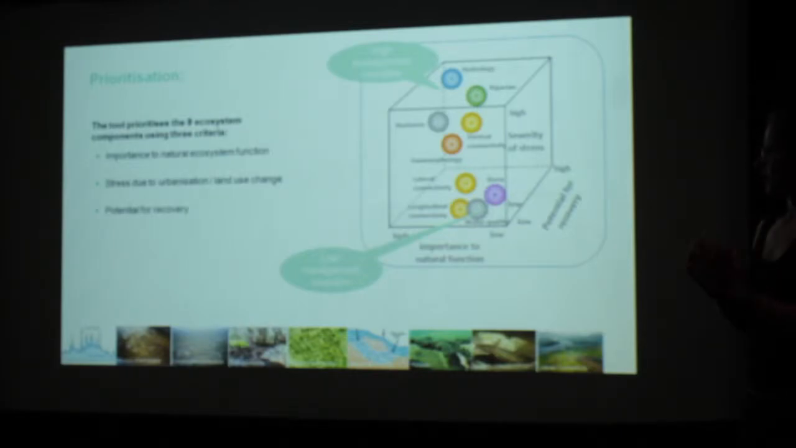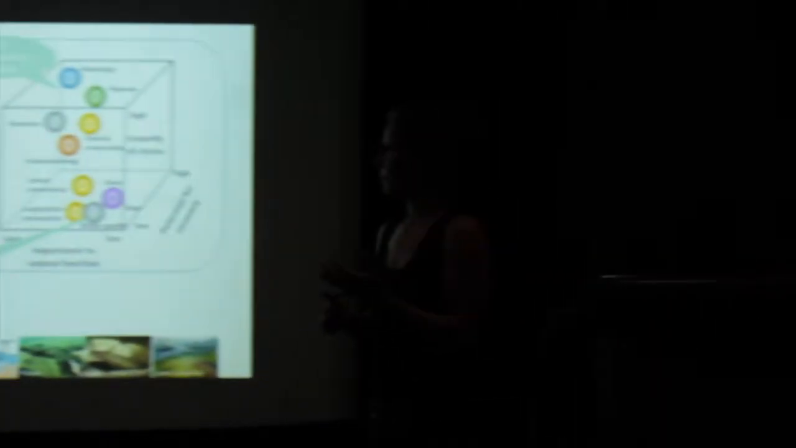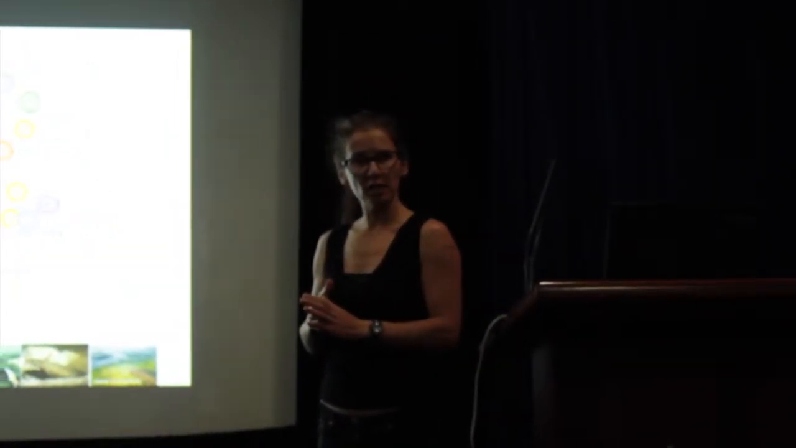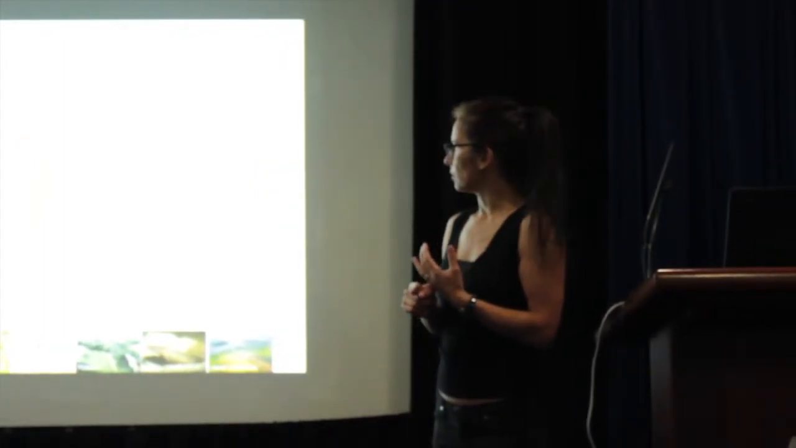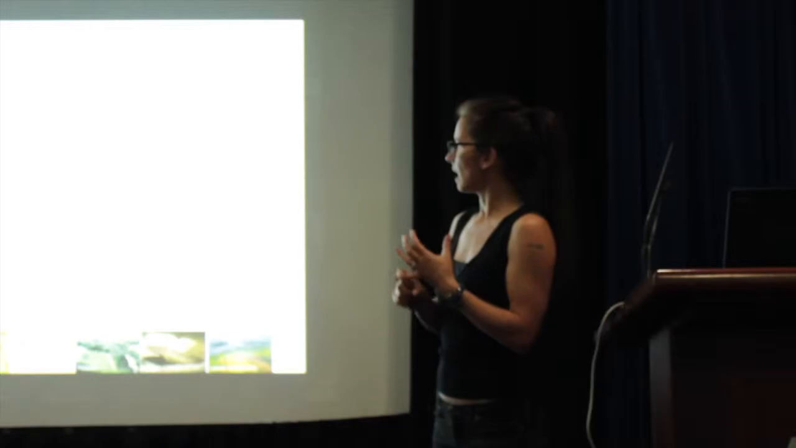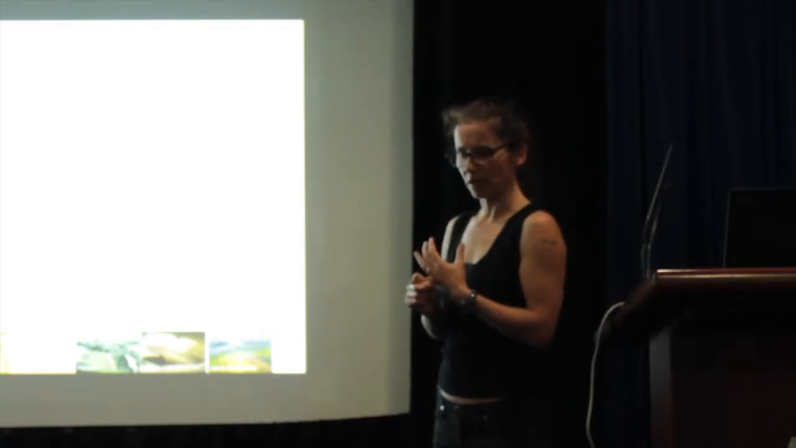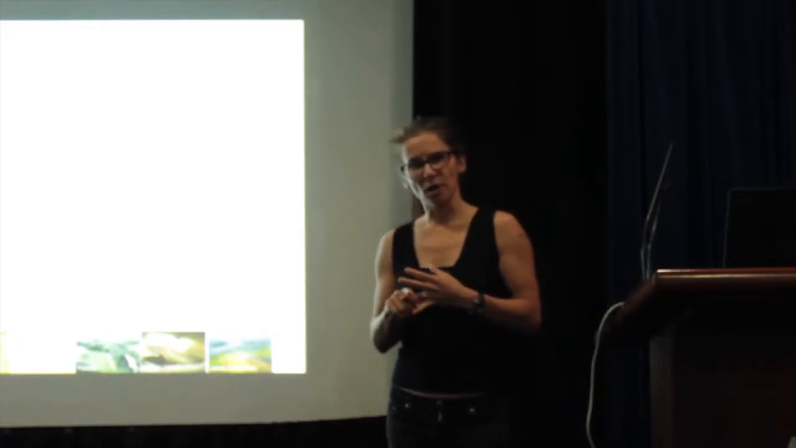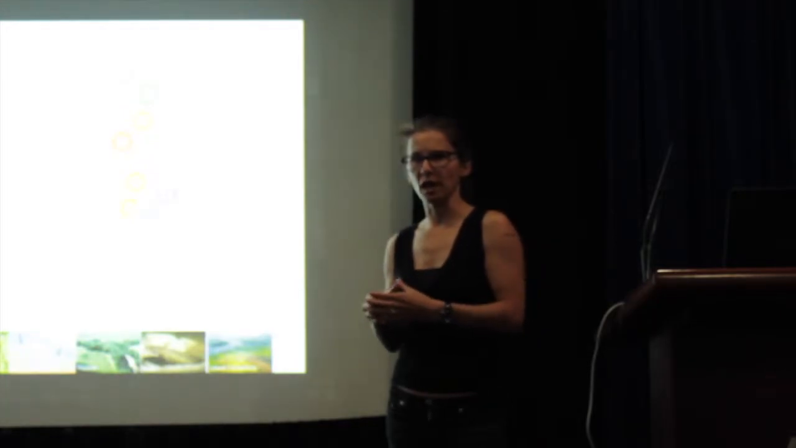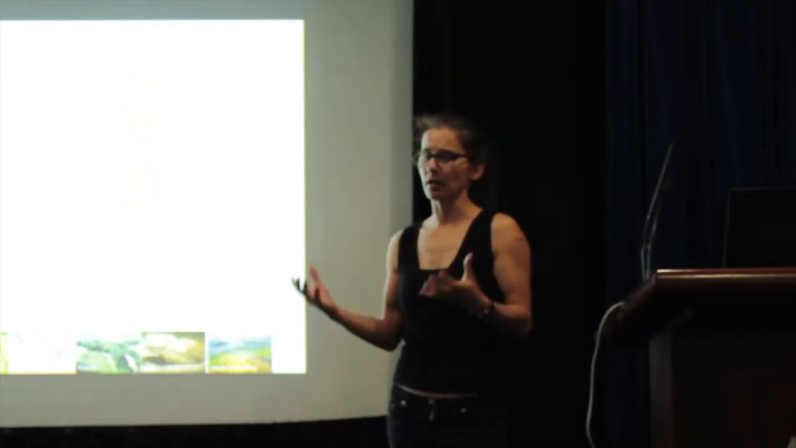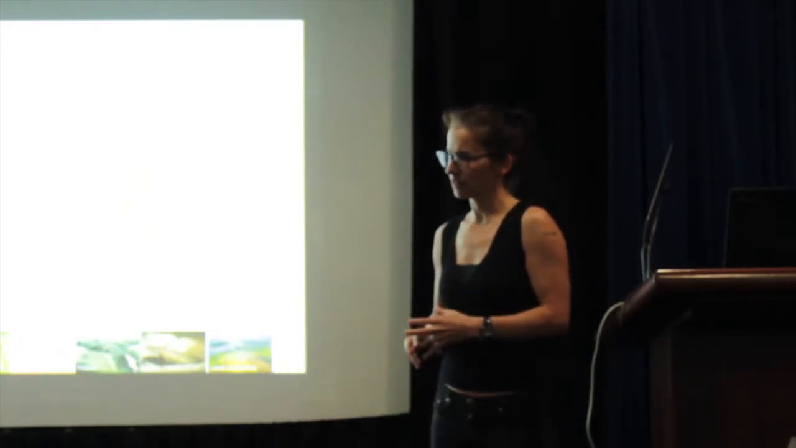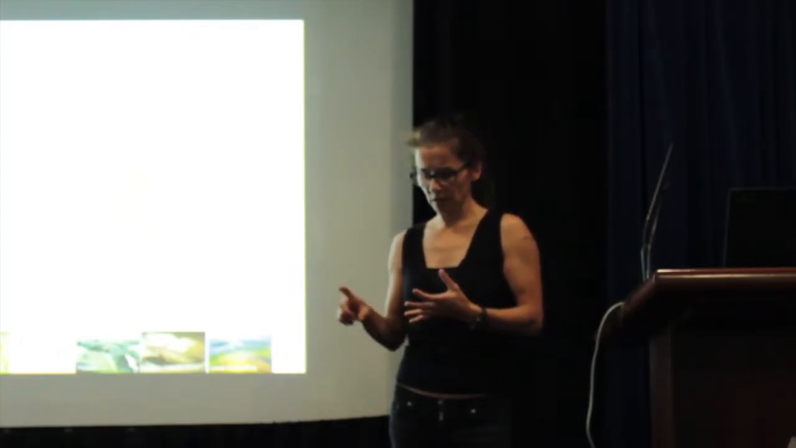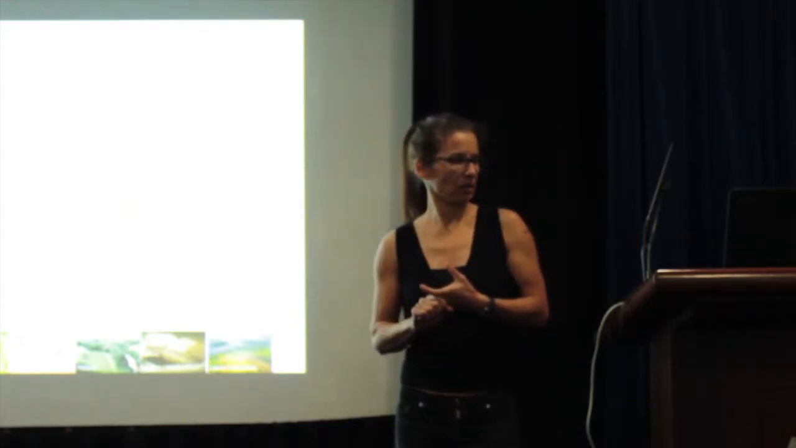Like I said, it's a prioritisation tool, and it uses 3 different criteria to prioritise: how important is any given ecosystem function to any ecosystem component, natural stream function; how stressed is it by urbanisation; and what's the potential for that component to recover. So think about flow, for example. Is it important for this site? How damaged has it been? And do we think we can fix it?